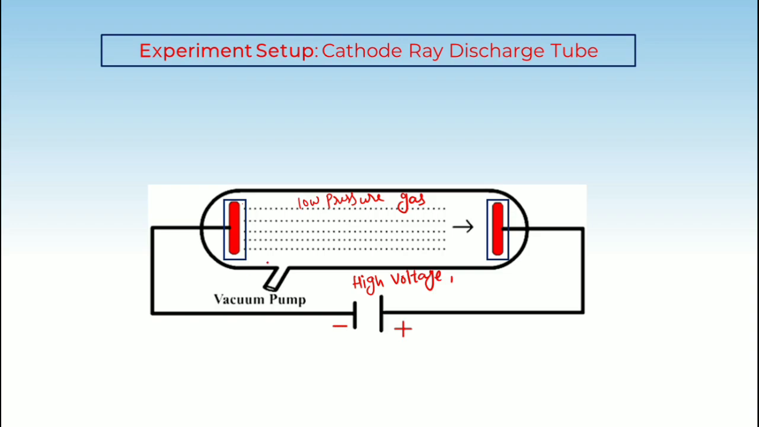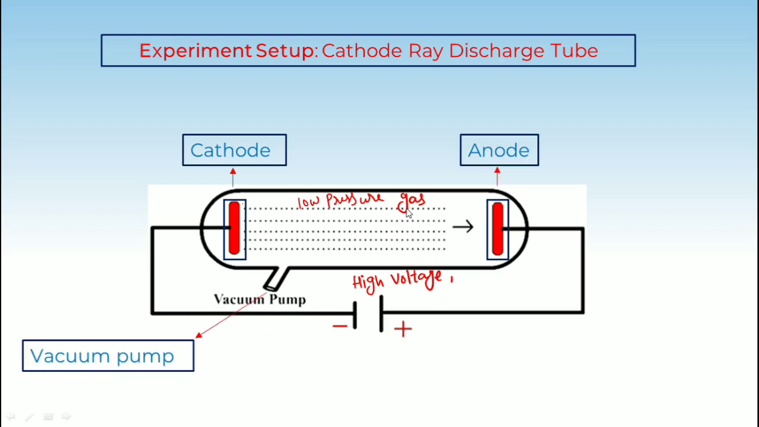Now, the two electrodes: one is the cathode, that is negatively charged, and one is the anode, that is positively charged. And this is the vacuum pump, and we have a very high voltage battery.